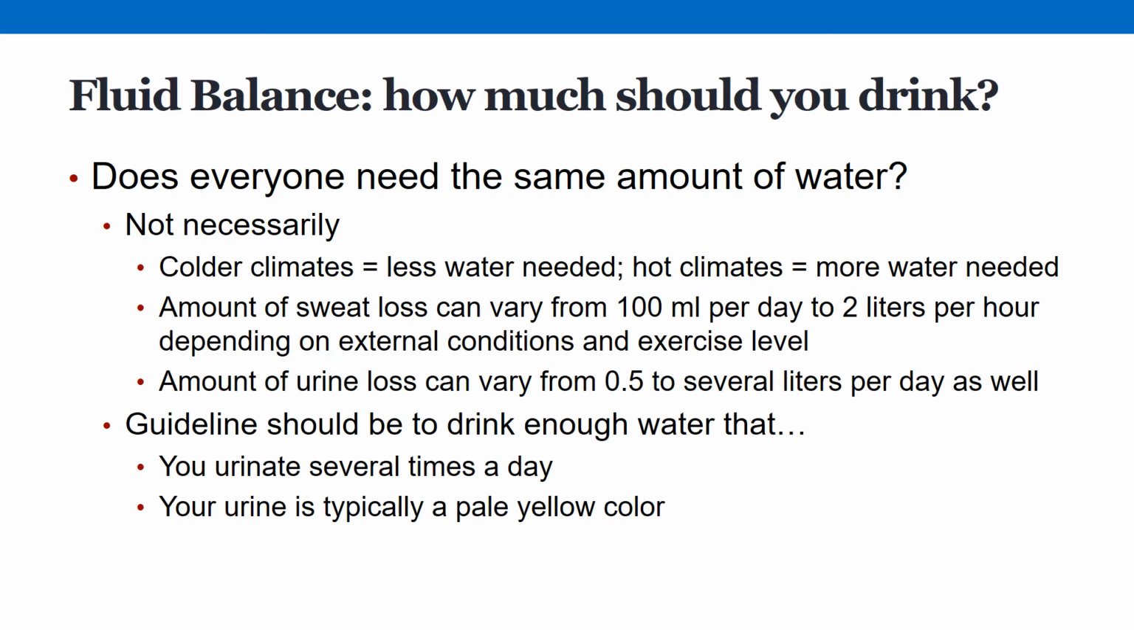Instead of following a one-size-fits-all guideline, the better guideline would be that you should drink enough water that, on the one hand, you urinate several times a day, which indicates that your body is not trying desperately to conserve water, that it's well hydrated enough to produce urine. And second, that your urine is typically a pale yellow color. Urine that is dark yellow usually indicates dehydration, and you need to be drinking more water.